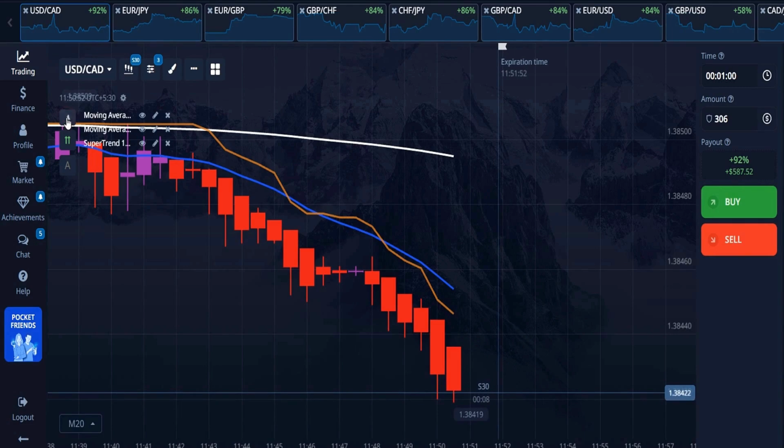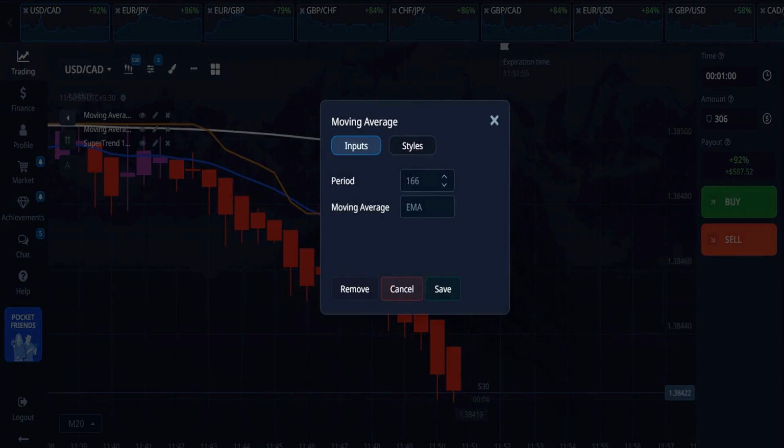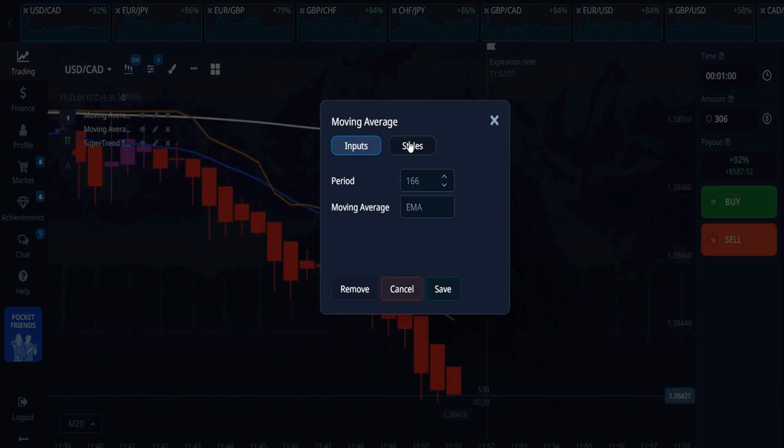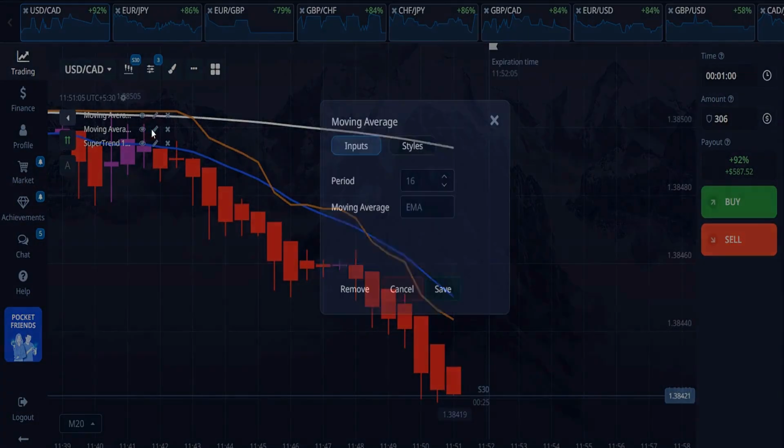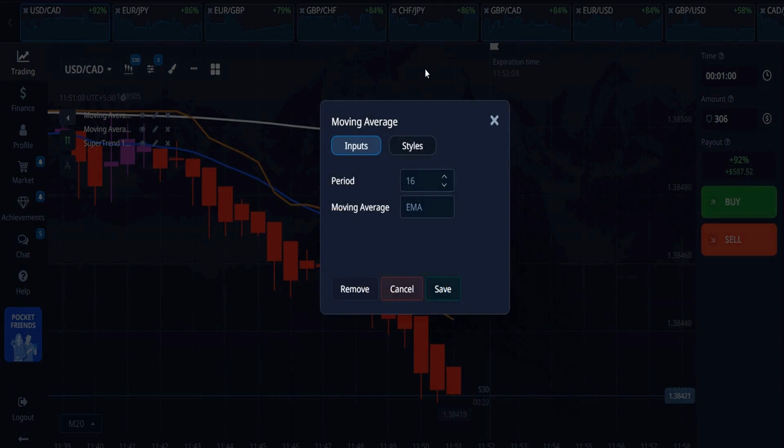Indicator setup. Pay close attention to these values. EMA, white line. Type: Exponential Moving Average, EMA. Period: 166. Purpose: helps you identify the overall trend direction. Above the Heiken Ashi candles, downtrend. Below the candles, uptrend. Second EMA, blue line. Type: Exponential Moving Average. Period: 16. Purpose: works with Supertrend for crossover confirmations.